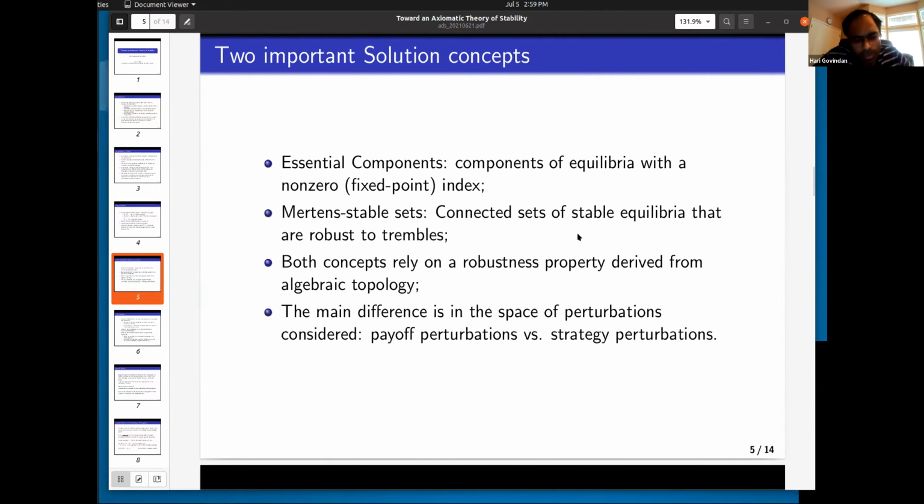So those are the two concepts I'm after. They both involve concepts from algebraic topology, and that's what's going to give me leverage, in combination with the axioms, to say that this is what we should be going for.